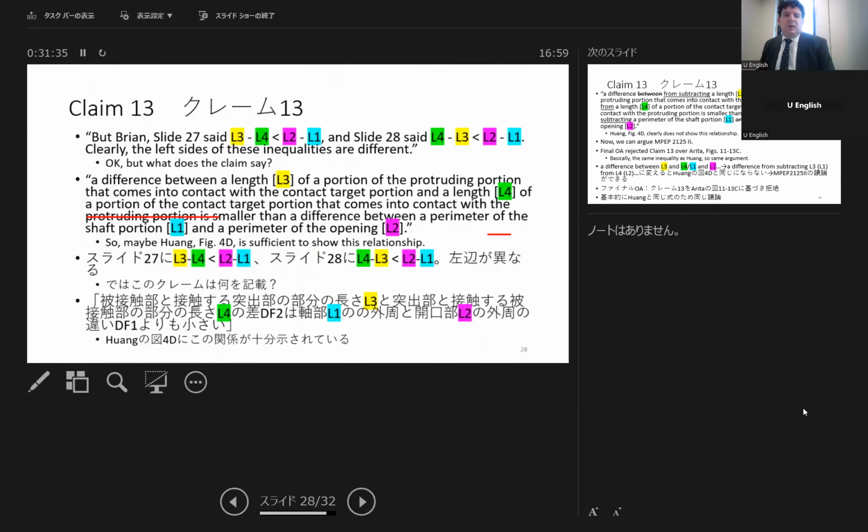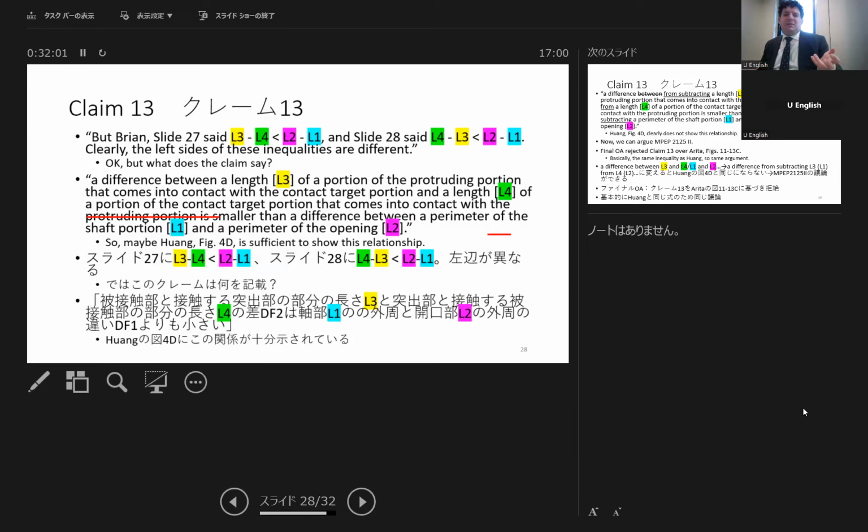So what do we do? Well, Brian, you're kind of being disingenuous here, right? You've got yellow minus green on one slide is less than purple and blue. And on the next slide, on slide 28, you said green minus yellow is less than that. And so you've kind of played a game with us here, right? The left sides of the inequalities are different. Yeah, I get that, but what does the claim say?